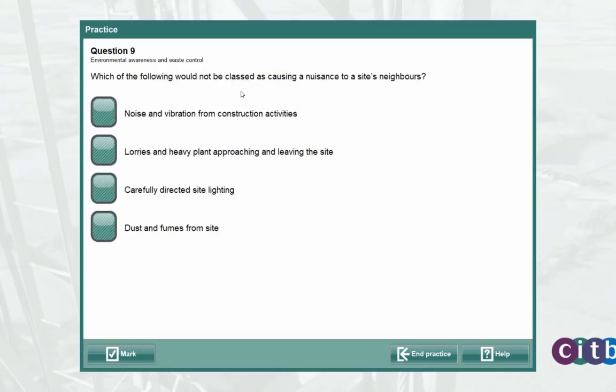Which of the following would not be classed as causing a nuisance to a site's neighbours? Noise and vibration from construction activities. Lorries and heavy plant approaching and leaving the site. Carefully directed site lighting. Dust and fumes from site.